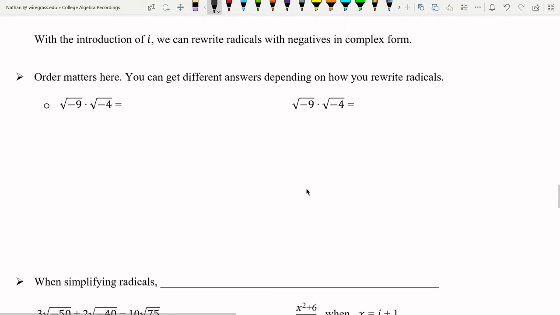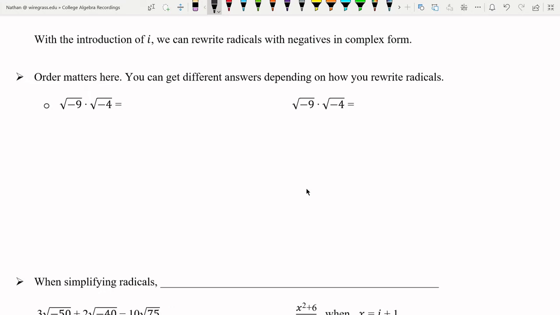Okay, so when we have i, we can work with radicals, with negatives underneath the square root, and write them in complex form, which then allows us to do more things with them. We're not limited to saying, well, we can't solve it because it's a negative underneath the square root. There is one issue with that, and that is that order matters in how you simplify a radical. So I'm going to solve the same expression two different ways, and it should be the same answer, but you're going to find out that it's not.